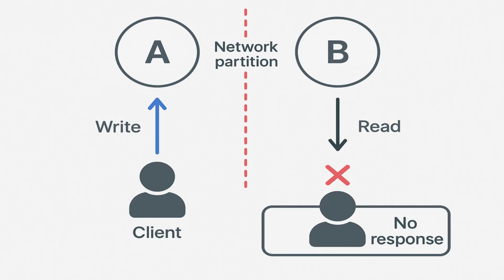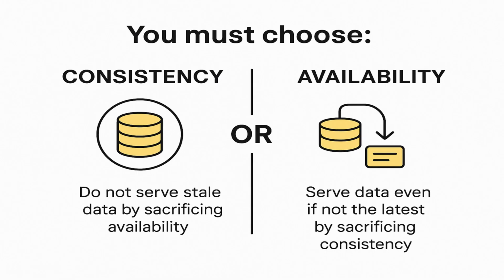And if B refuses to return anything until it gets the latest write from A, then the system is consistent but not available to the client. So in this case, the client will not receive any response. Now you must choose consistency if you do not want to serve stale data. This can be done by sacrificing the availability of the system. And if you choose availability to serve the data that you have, even if it is not the latest updated data, then this can be done by sacrificing consistency.